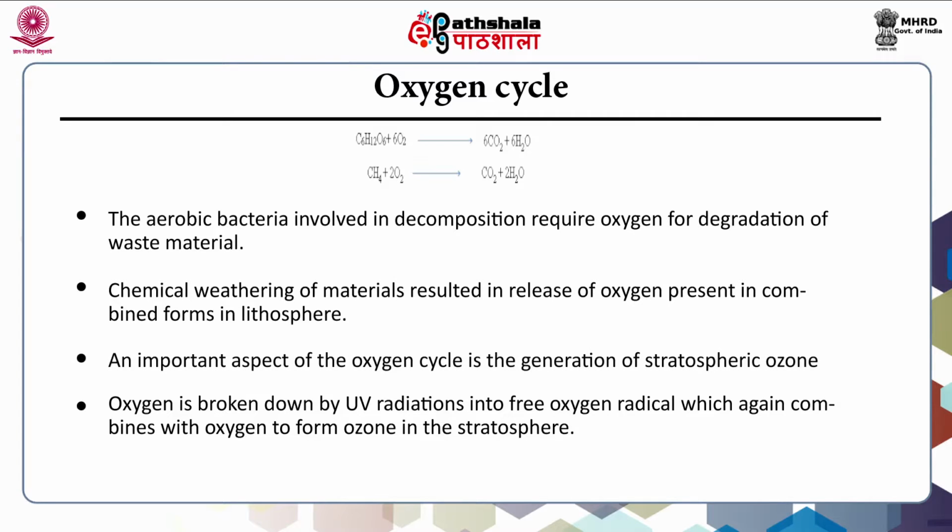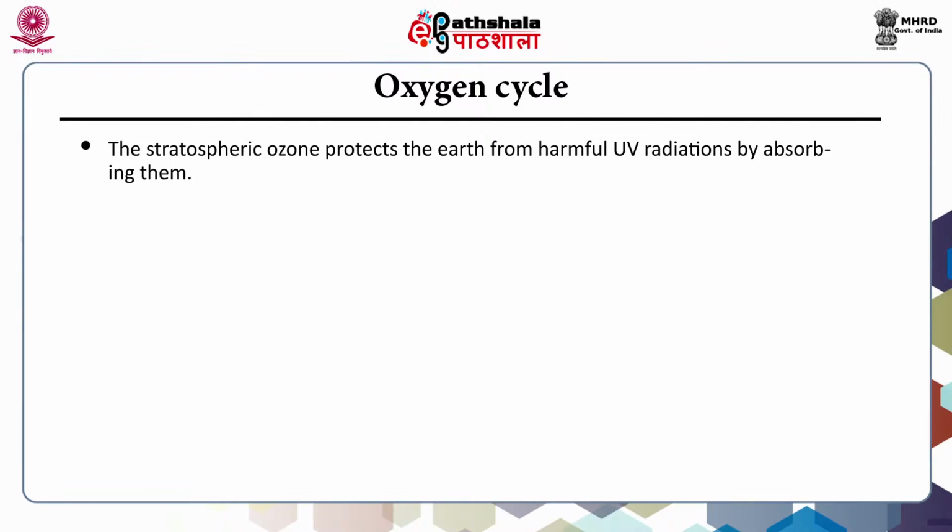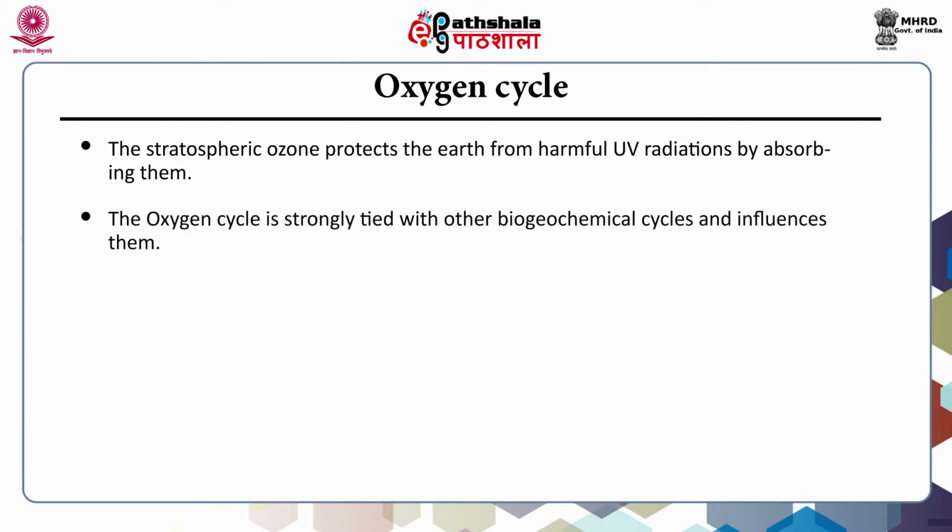An important aspect of the oxygen cycle is the generation of stratospheric ozone. In this, oxygen is broken down by UV radiation into free oxygen radicals, which again combine with oxygen to form ozone in the stratosphere. Now, the stratospheric ozone protects the earth from harmful UV radiation by absorbing it. The oxygen cycle, as such, is strongly tied with other biogeochemical cycles and greatly influences them.